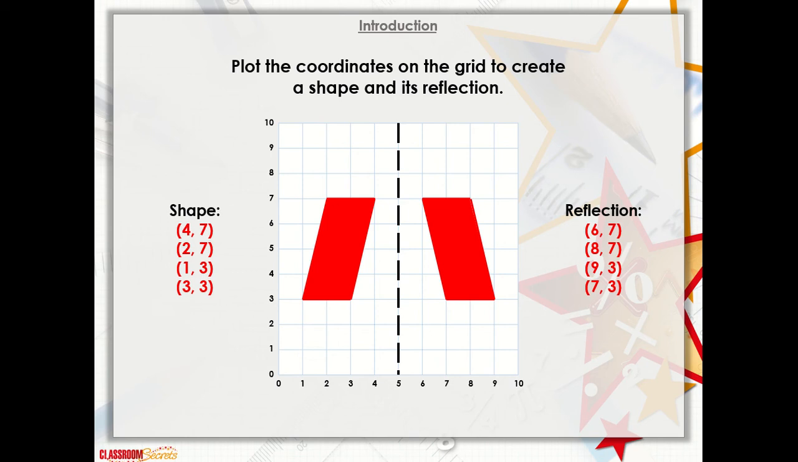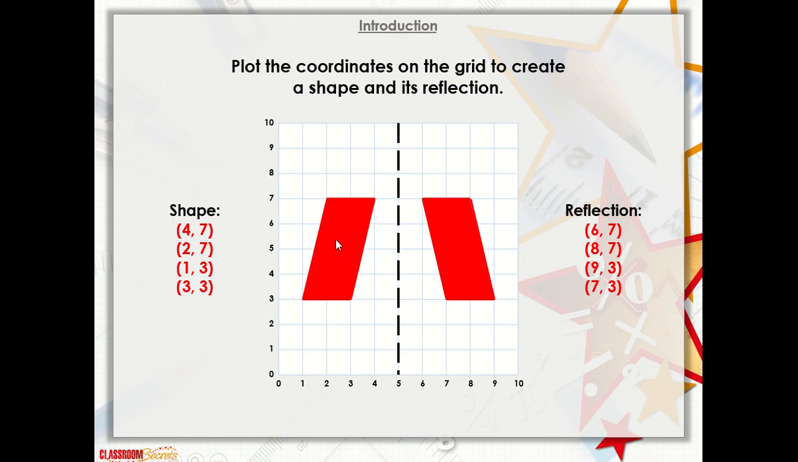And we've got the new coordinates there on the right hand side. So the first one is 6, 7. So that is 6 along and 7 up is there. And then we've got 8, 7, 8 along, 7 up is there. We've plotted all the points. 9 along, 3 up there, and 7 along, 3 up there. And then we've joined all the points up, coloured it in, and we've got that shape there. So that is a reflection of that.